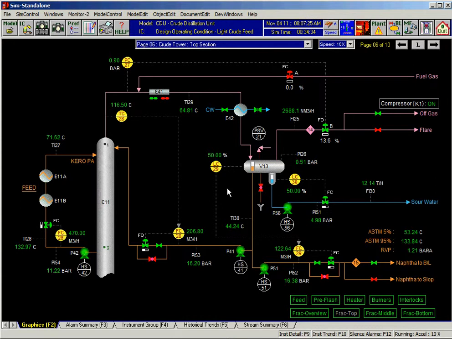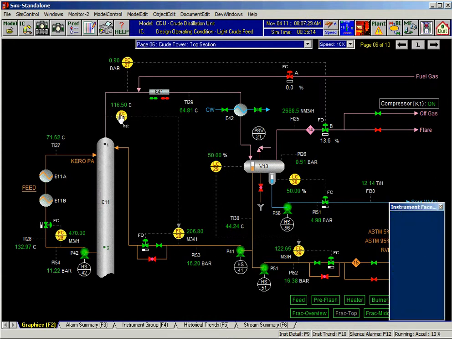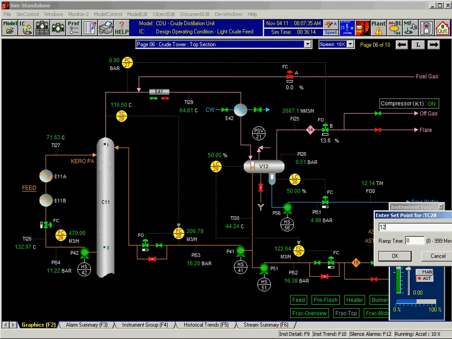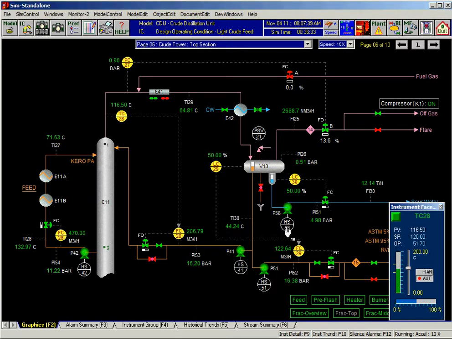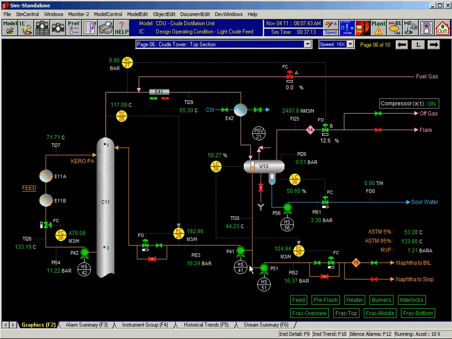Water and hydrocarbons are separated, so you have reflux flow that controls the overhead temperature, and this is the reflux flow, which is in cascade. Changing a set point is like clicking on the set point and being able to do that. Pumps can be started, can be stopped. We have naphtha going to wherever naphtha goes. Sour water is separated from the boot.